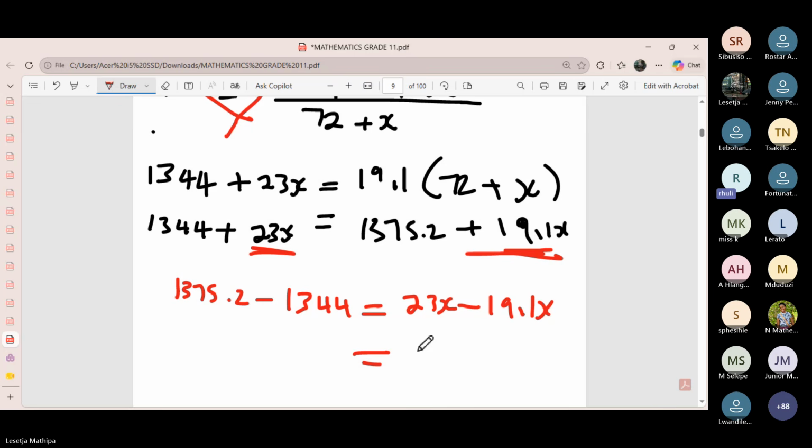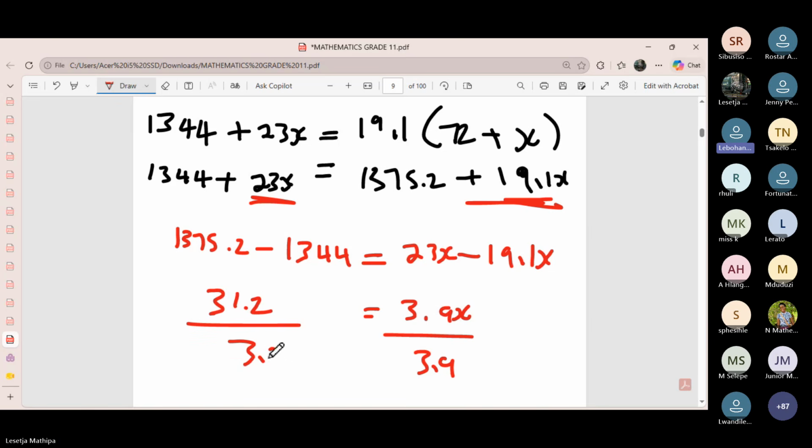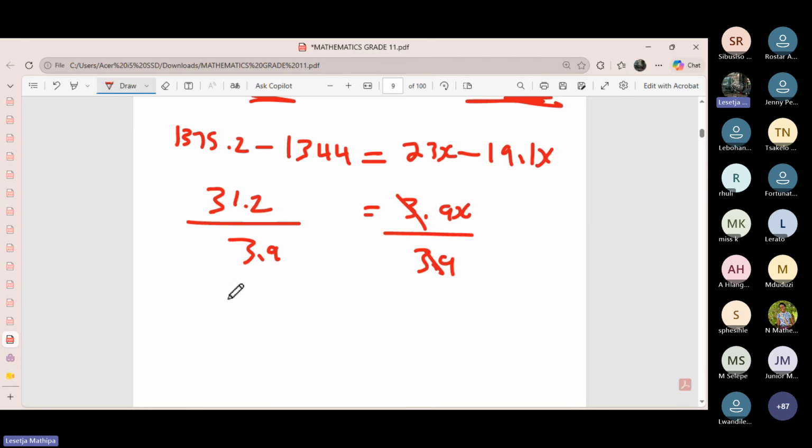We can just divide both sides by 23 minus 19.1, the one with x. How much do we get? We divide both sides by 3.9. On this side, 1375.2 minus 1344, you get 31.2. Then we divide it by 3.9, and the 3.9 cancels out on this side. Therefore, the value of x is equal to 8.